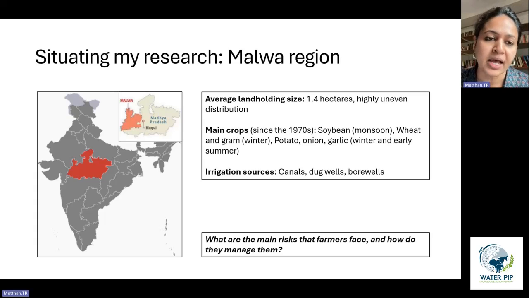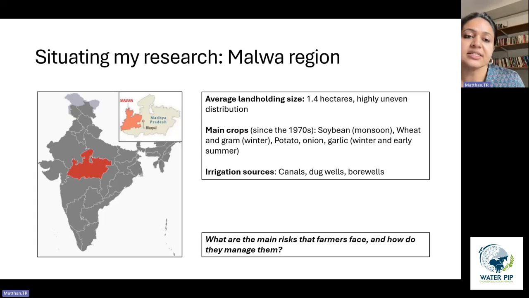So let me first situate my research in the Malwa region in central India, which you can see here on the map. So the Malwa region is located in the central Indian state of Madhya Pradesh, and it's on the sort of central western region. It's a fertile area known for its moisture-retentive black cotton soil, even though there's varied soil types across the area. And in agroclimatic terms, it is labeled a sort of semi-arid region.